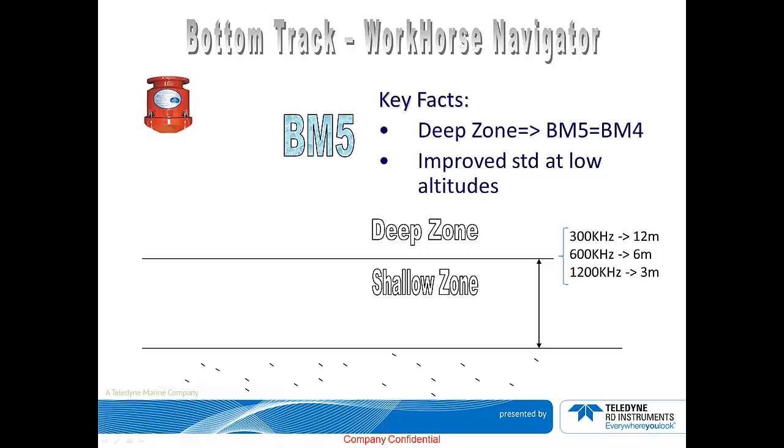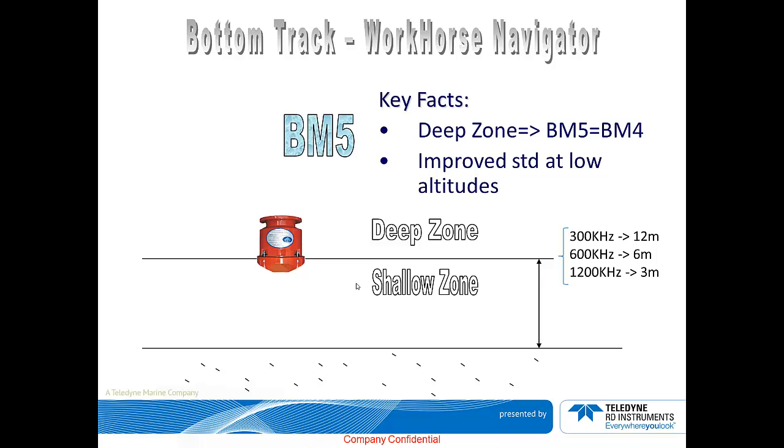And based on this problem, meaning the high standard deviation at lower altitudes, we developed bottom mode 5. Bottom mode 5's performance in high altitudes is comparable to bottom mode 4. However, bottom mode 5 has a reduced variance in lower altitudes by using the pulse-to-pulse processing technique, and is currently the default bottom track mode of your DVL.